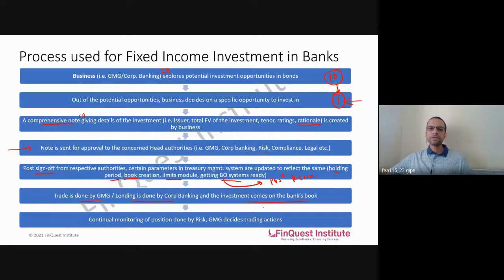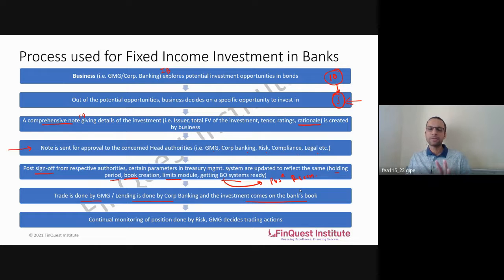And once it gets on the bank's books, then risk has to keep on monitoring that position on a daily basis, because we know that risk monitoring is a daily activity. It's not like a static thing. It's not like do once and forget. It doesn't happen that way. So every day, risk will have to monitor that position, and accordingly, they'll have to keep on monitoring either limits, exposures, capital charge, etc.